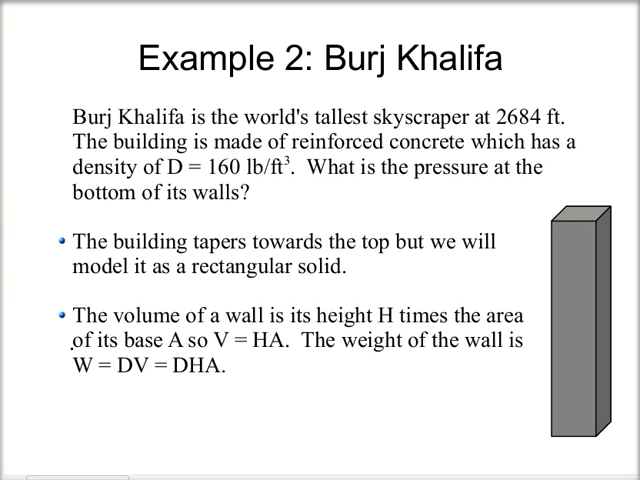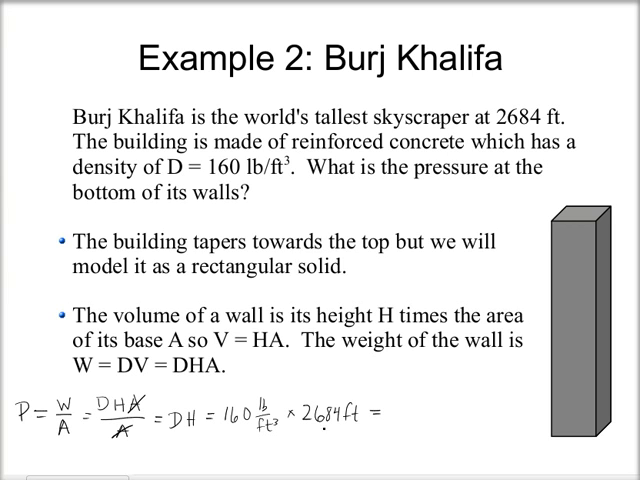Now to find the pressure, I know that pressure is equal to weight divided by area, and I know that weight equals density times height times area, so this is equal to dHA divided by A. Now my A's are going to cancel here. So the pressure on the bottom of the walls is just going to be the density times the height. I know the density is 160 pounds per cubic foot, and the height of this skyscraper is 2,684 feet.